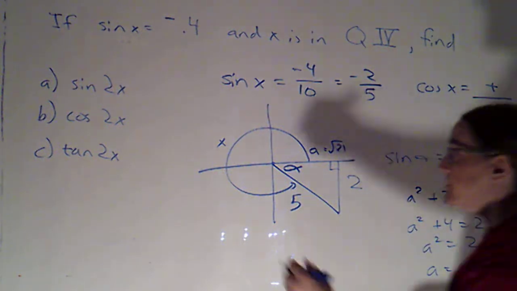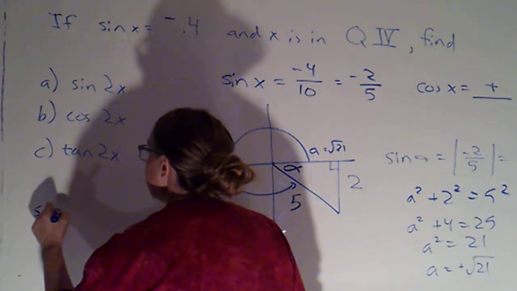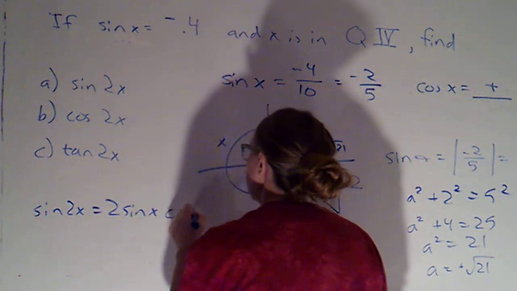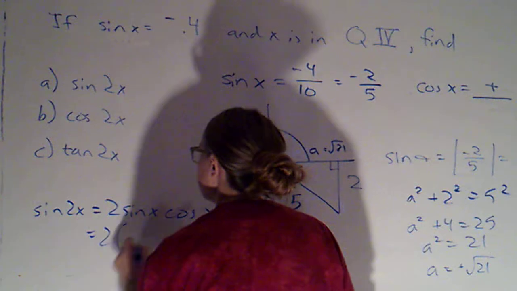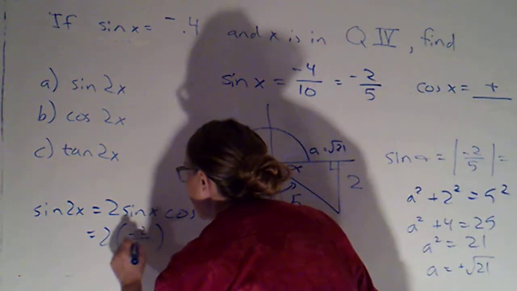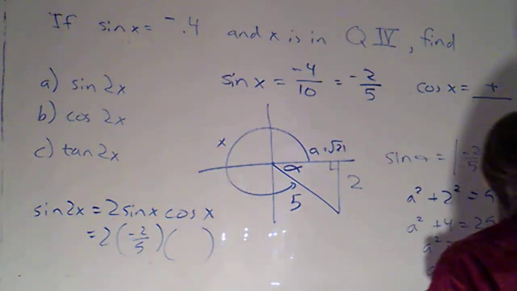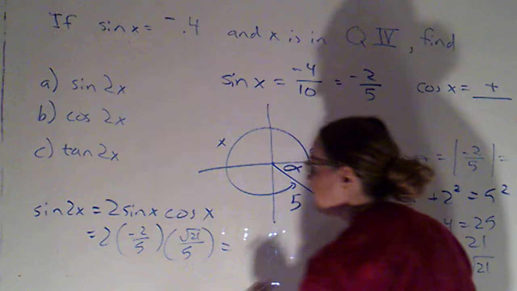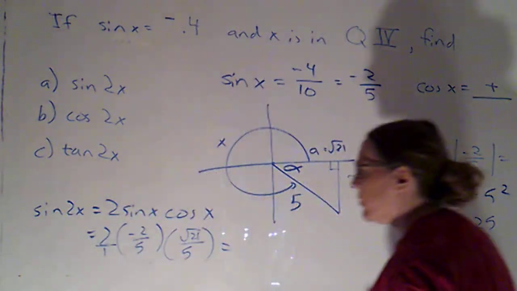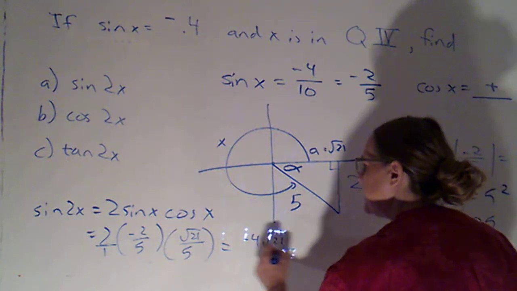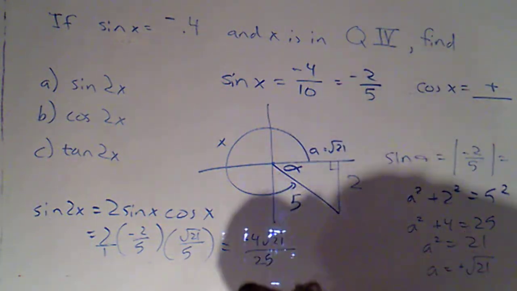Excellent. So let's get sine of 2x. Sine of 2x is 2 sine x cosine x. So that's going to be 2 times, we said sine x, written as a fraction, was negative 2/5. Cosine of x was positive root 21 over 5. I'm going to write that 2 as a 2 over 1. So on top, I've got negative 4 root 21, and on bottom, I've got 25.